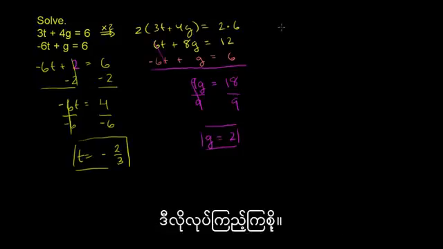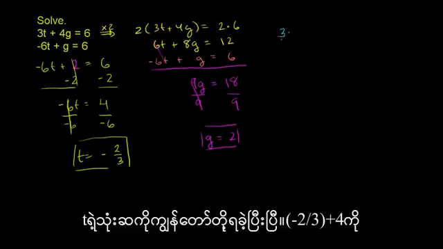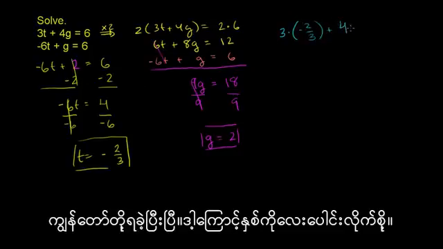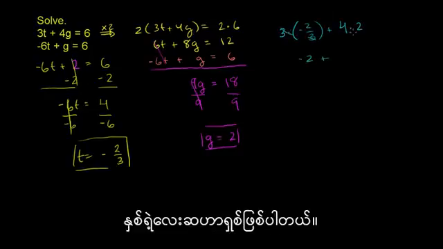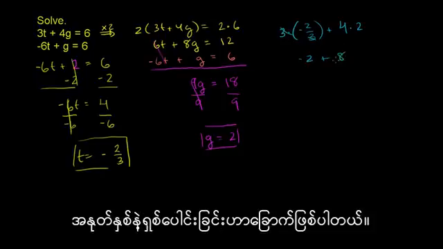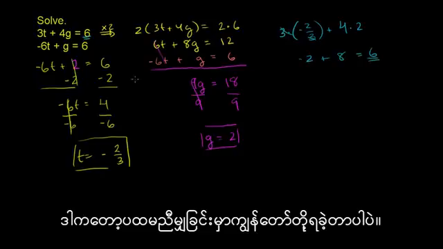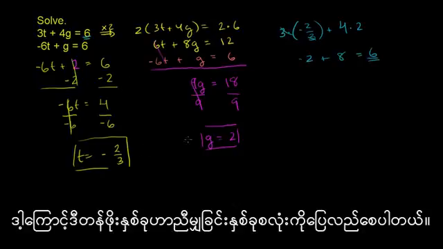3 times, let's do that. 3 times the t we got, negative 2/3, plus 4 times the g we got, so plus 4 times 2. Let's see what that is. 3 times negative 2/3, that's negative 2. The 3's cancel out. Plus 4 times 2 is 8. Negative 2 plus 8 is equal to 6. And that's exactly what that first equation gave us. So these two values definitely satisfy both equations.